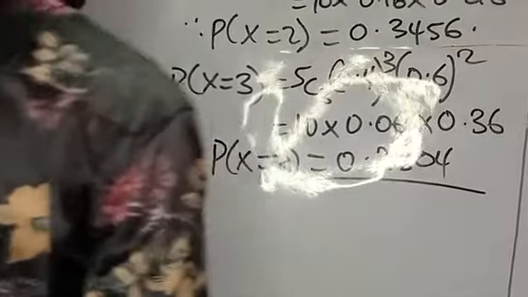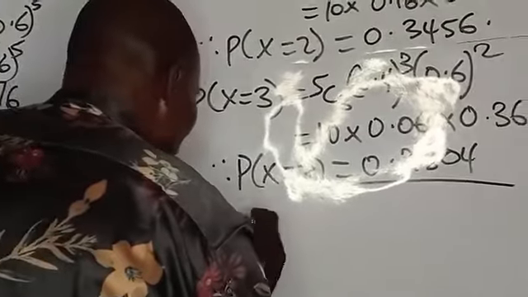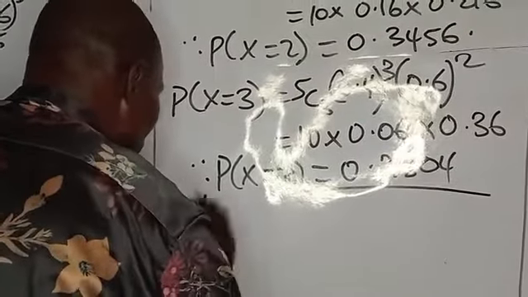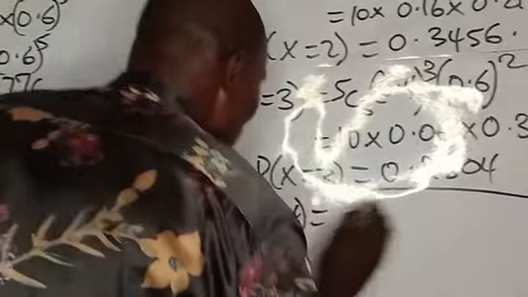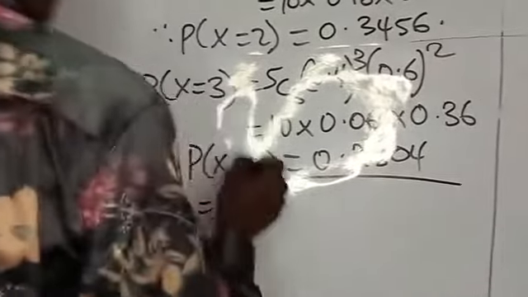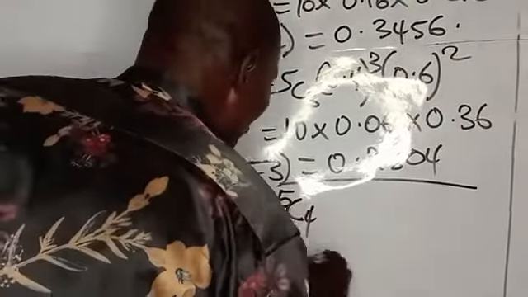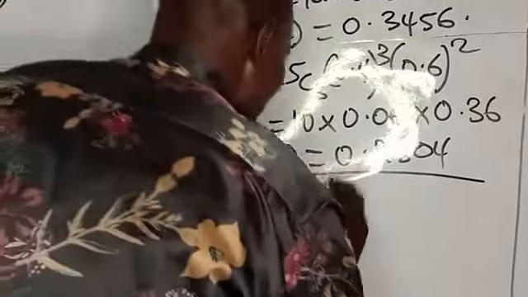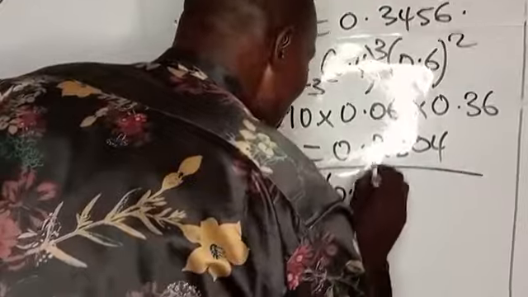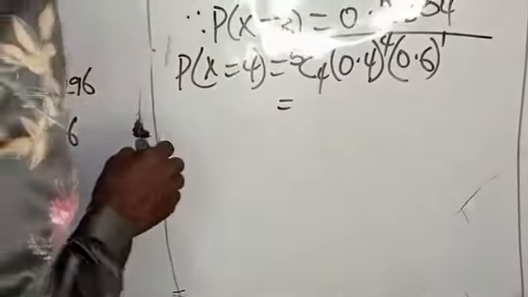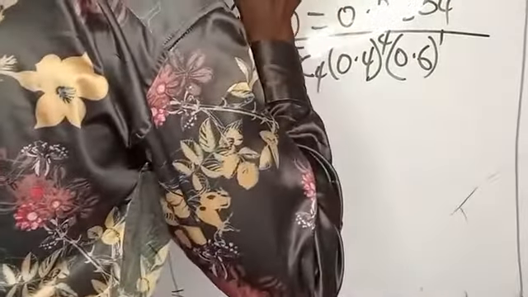Let's also solve for probability of x equal to 4. That will be 5 combination 4. P is 0.4 raised to power 4. Q is 0.6 raised to power 5 minus 4, which is 1. 5 combination 4 is 5 factorial over 4 factorial.